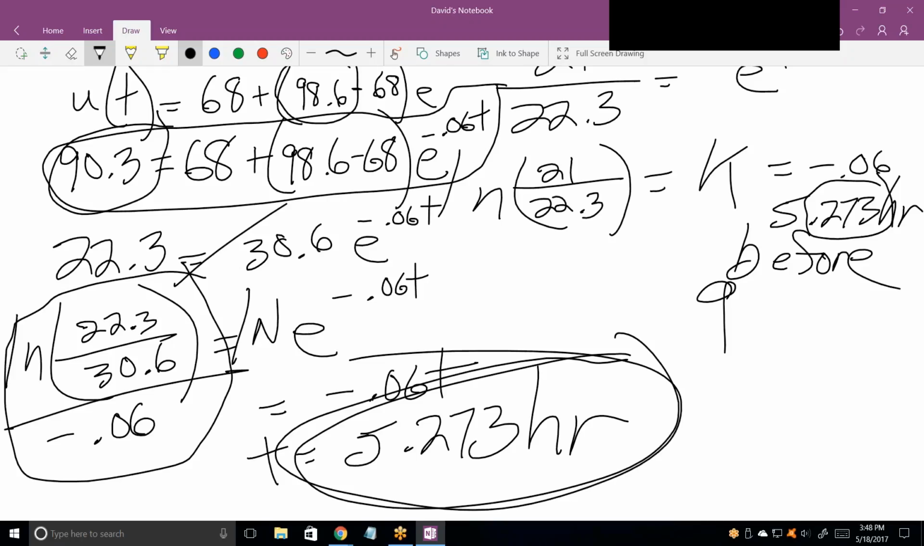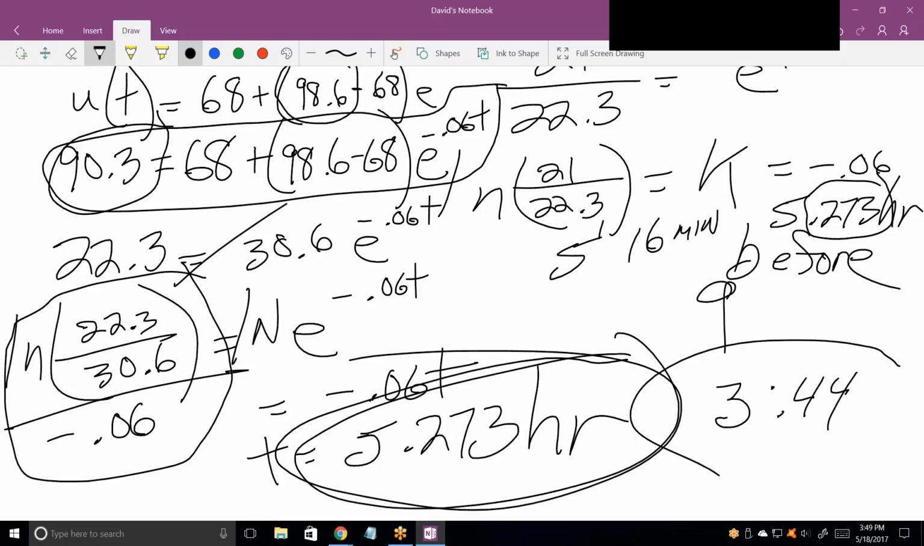It'd be something like, I don't know. Well, do it in your calculator. 0.273 times 60. Okay. 0.273 times 60 equals 16.38, so then that would be 5 hours, 16 minutes prior to 9 a.m. That puts it back at 3:44 a.m., if I'm rounding off. Which is 5 hours and 16 minutes before 9 a.m. Yep, before 9. We discovered the body.